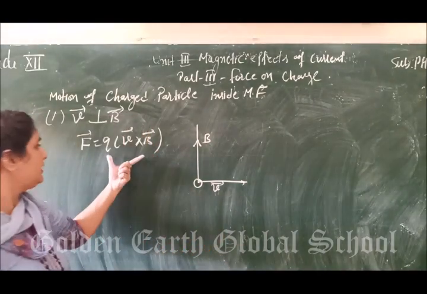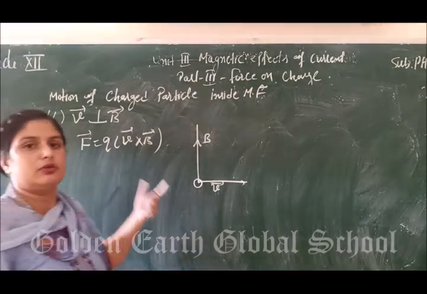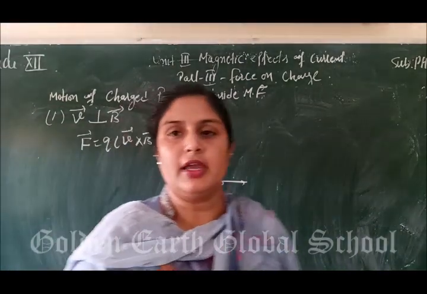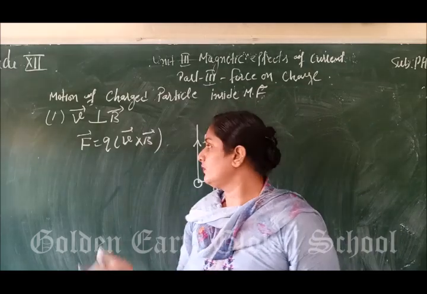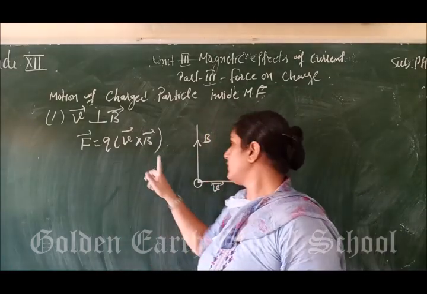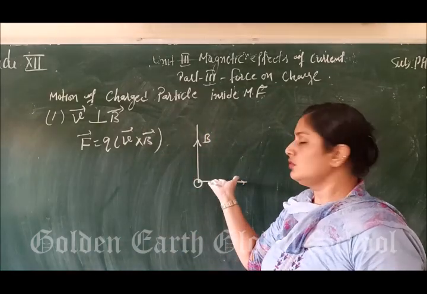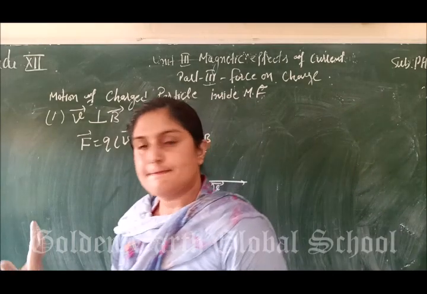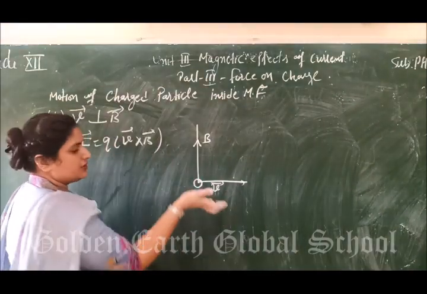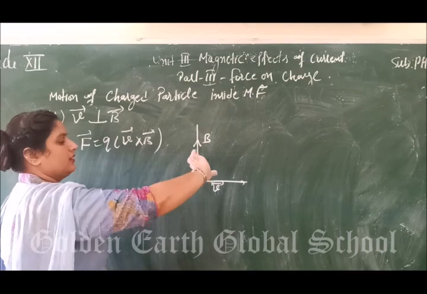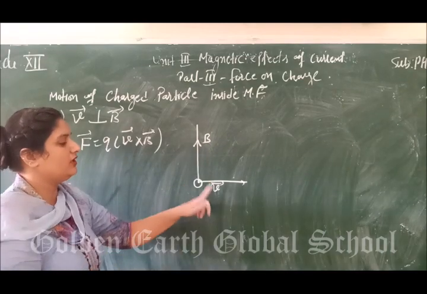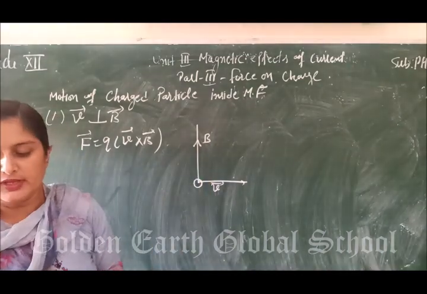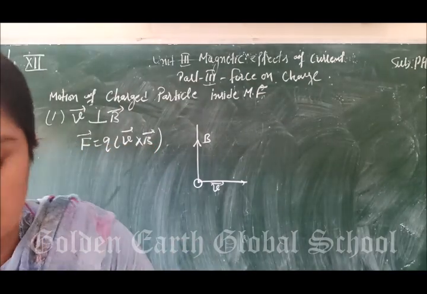Now what will be the direction of the force? We can calculate the direction of the force by applying the right hand rule for the vector product. Means we have to move from V to B in such a direction. We are going to move from V to B. It is the three-dimensional case.